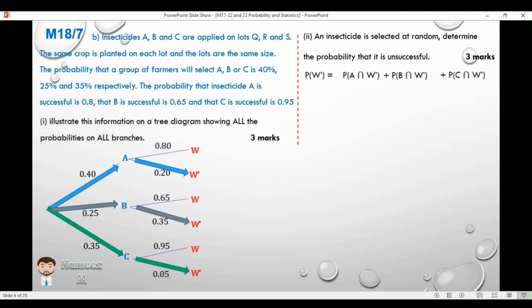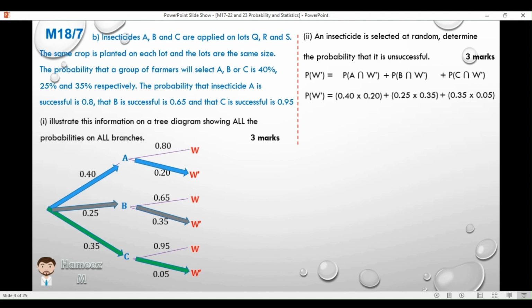Now that we're going to substitute for that, when we say looking at the two blue arrows, then it must go through the first blue arrow and the second blue arrow. And how do you represent and in probability statements? By multiplication. So we say that that will be 0.40 multiplied by 0.20. And we can look at the gray arrows. Then it must be the first gray arrow and the second gray arrow, that pathway in the tree diagram, in order for it to not work. So that will be 0.25 multiplied by 0.35. And for the green arrows, similarly, it will be 0.35 multiplied by 0.05.